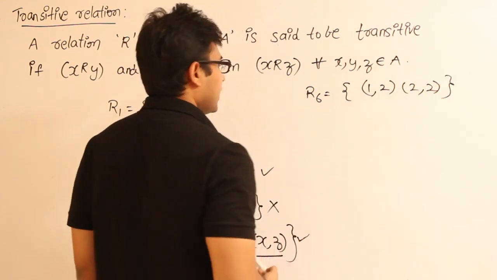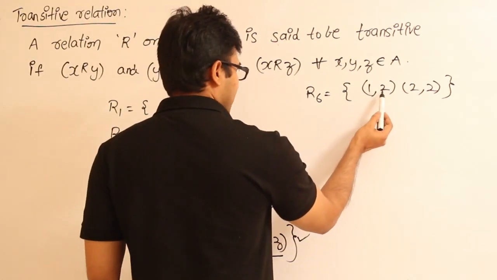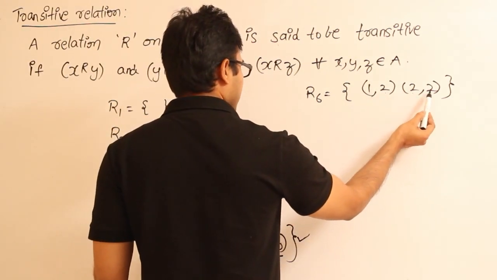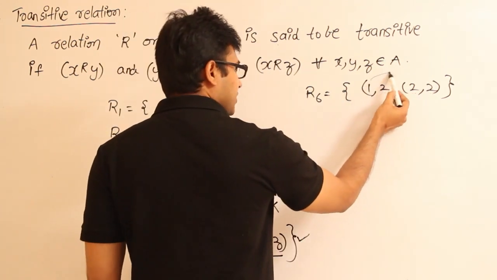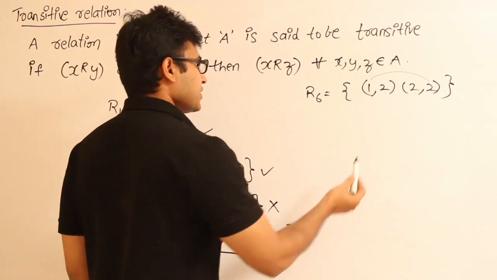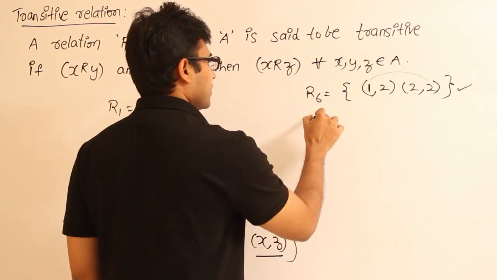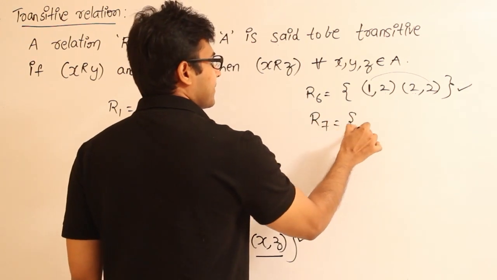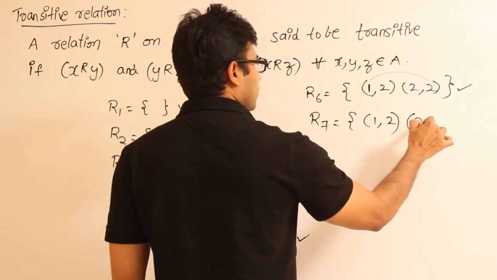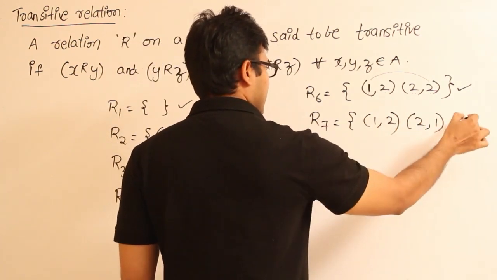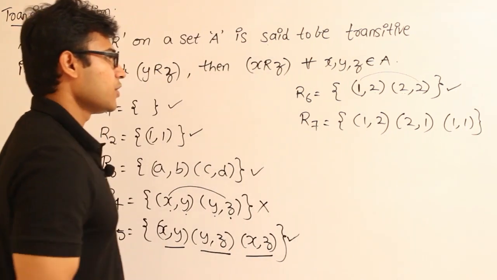Think about this. There is an x comma y pair. So what is the x comma y pair? 1 comma 2, and then y comma z is 2 comma 2. Therefore what should be present? X comma z, which means 1 comma 2 should be present, and it is already present. Therefore it is transitive. Think about this one: 1 comma 2, 2 comma 1 and then 1 comma 1. Think about it. Is it transitive or not?